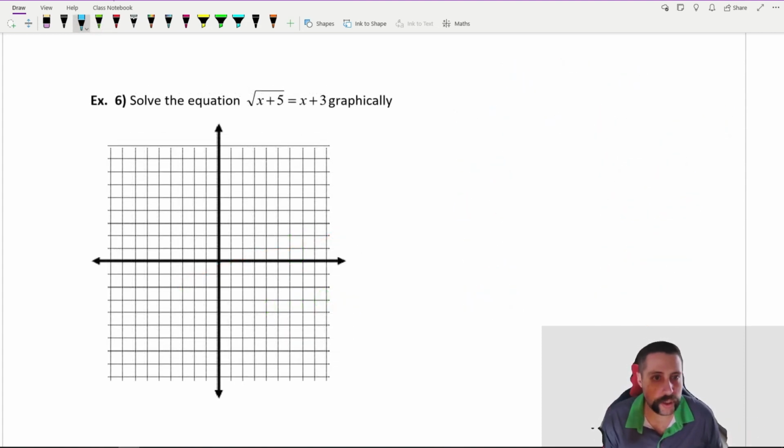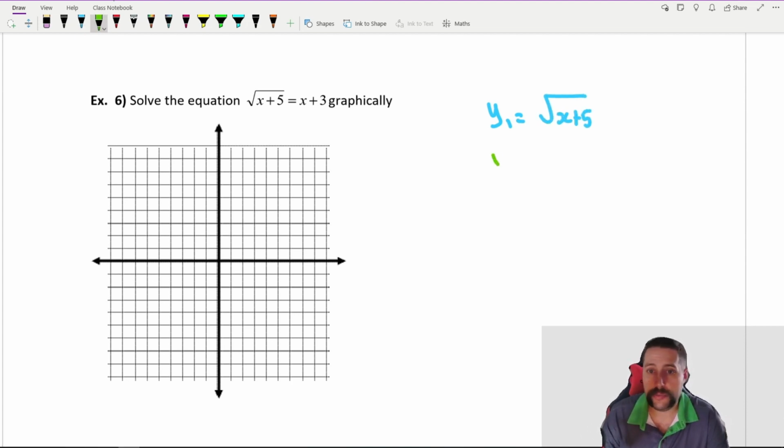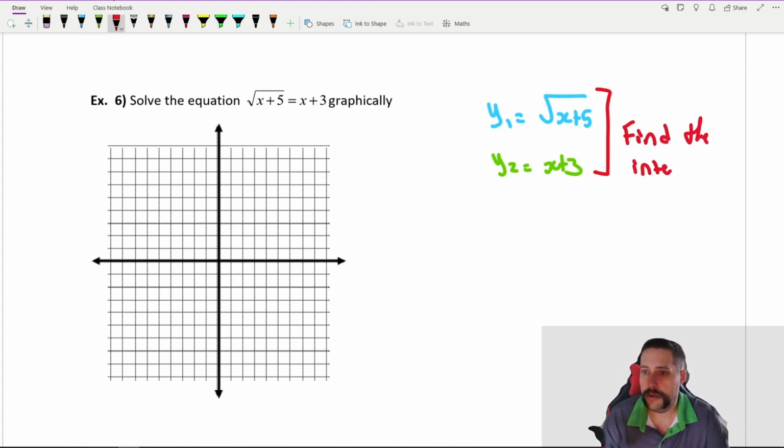Okay, last example. It says solve the equation. The root of x plus 5 is equal to x plus 3, and we need to solve it graphically. Okay, so what that means is we need to find the intersection between the two. So we're going to draw two graphs. I'm going to say y1 is equal to the root of x plus 5. Okay, and then I'm going to say the next one, y2, is equal to x plus 3. And what we need to do is find the intersection. Okay, find out where they meet, find where they cross. Okay, that will be our answer.